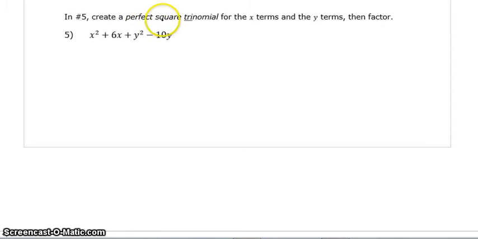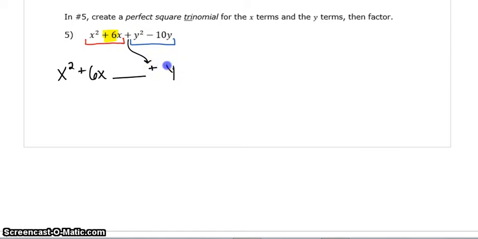In number 5, create a perfect square trinomial for the x terms and the y terms, then factor. So the way I want you to view this is actually kind of as 2 separate problems. The problem dealing with the x's, x squared plus 6x, and a problem dealing with the y's, y squared minus 10y. We're going to complete the square twice, one time for the x's, one time for the y's. So let's start with the x's. I'm actually going to rewrite this as x squared plus 6x and a blank. Bring down the plus sign, y squared minus 10y and a blank. I want to figure out what goes in both of those blanks. They will be 2 different numbers.